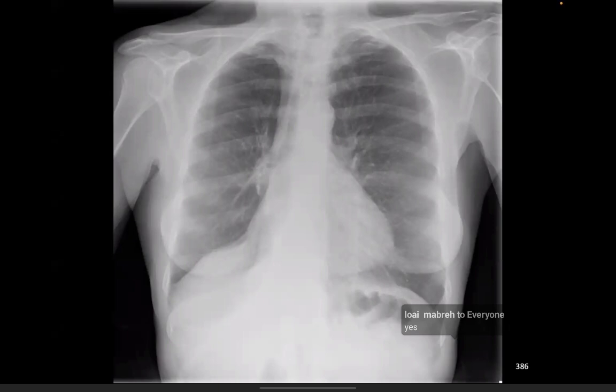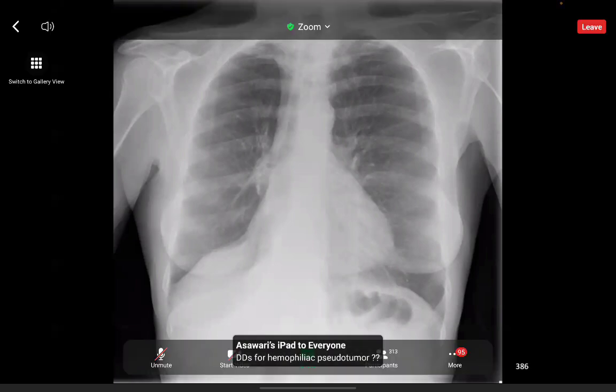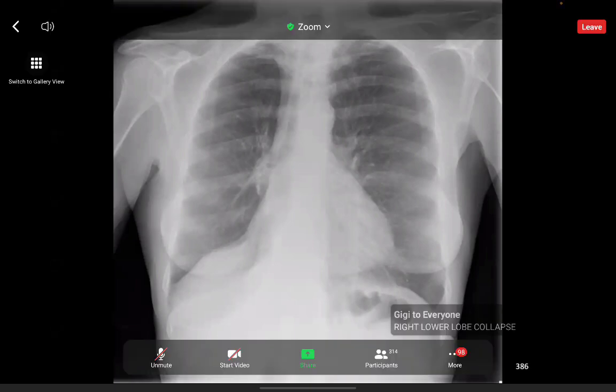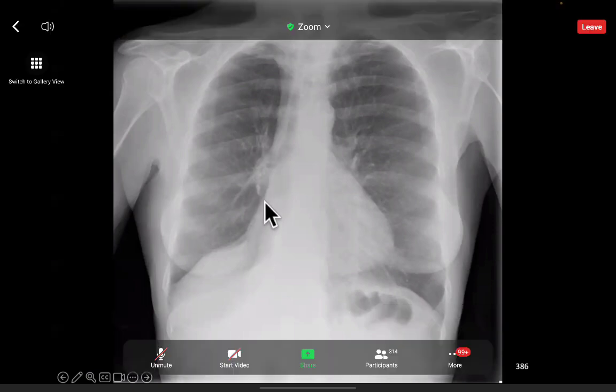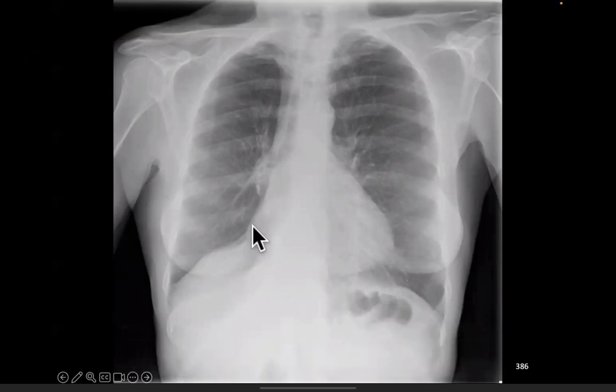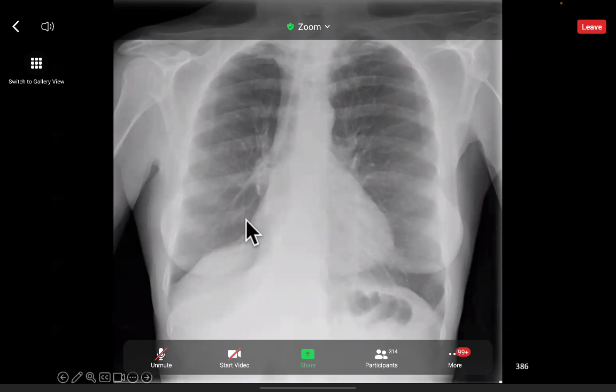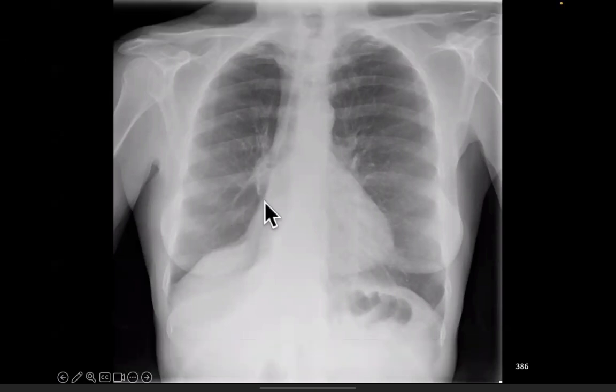offline. So what's the diagnosis here? Right lower lobe collapse. Excellent. Now, right lower lobe collapse can be quite difficult to pick up sometimes, especially if the interface of the collapsed right lower lobe is superimposed over the right heart border. So one of the ways of knowing that this is a right lower lobe collapse is to see that there is an absence of the interlobar artery, which has been pulled down and inwards.